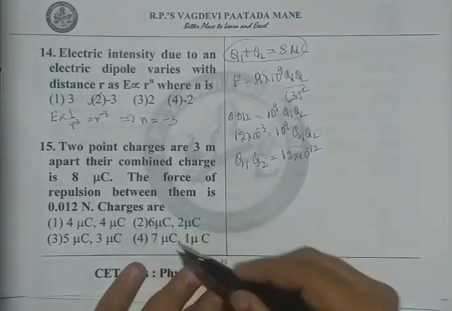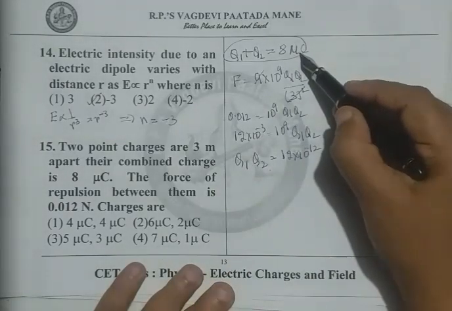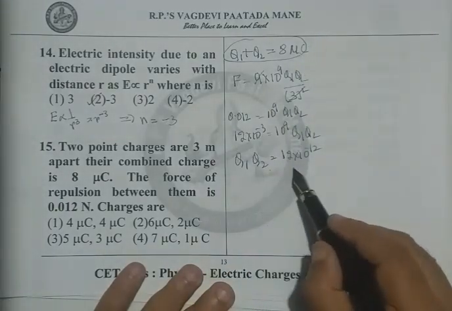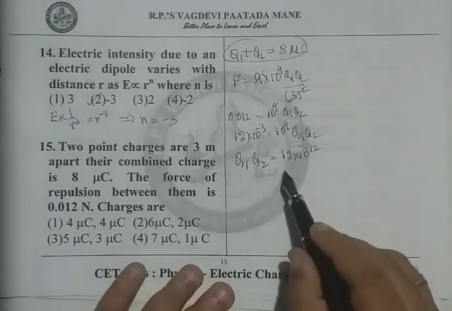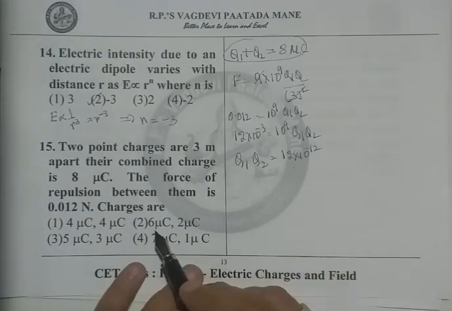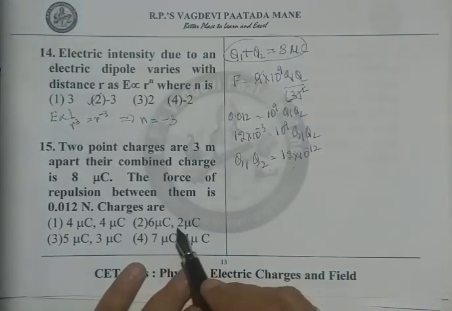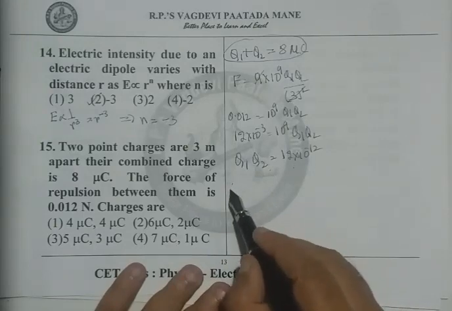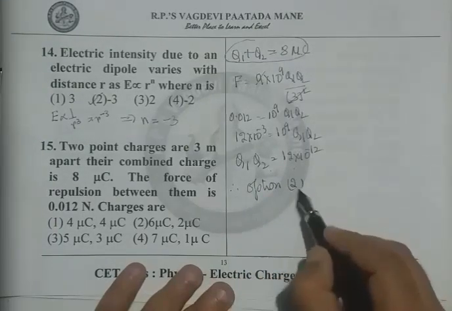So, among the given 4 options, for the correct option the sum must be 8 and the product must be 12. Say here in the first option, 4 plus 4 gives us the sum 8, but 4 into 4 is not 12. Therefore, the first option is not correct. Second option, say 6 plus 2 is 8, right? And 6 into 2 is 12. Therefore, option 2 is right. Option 2 is correct.